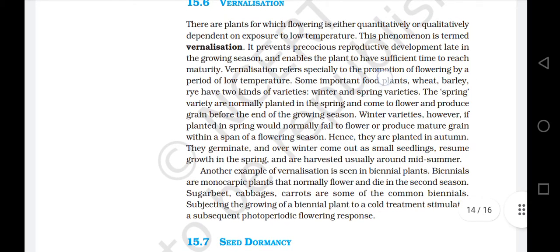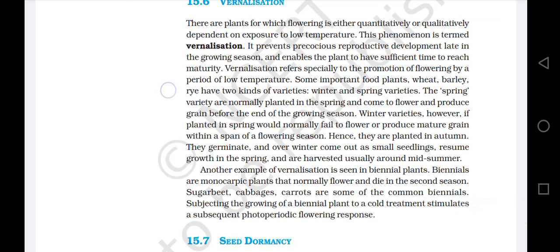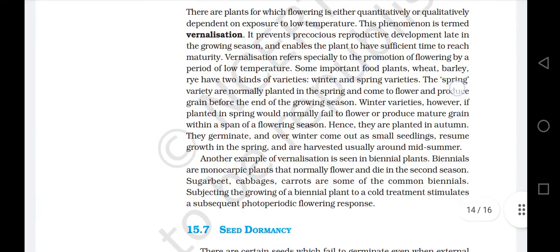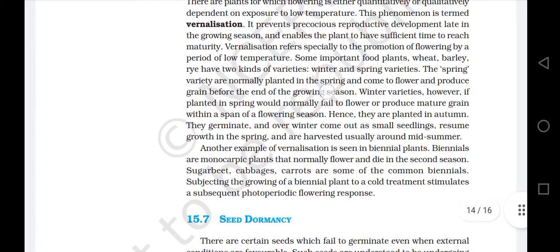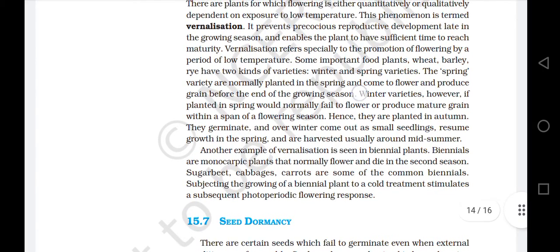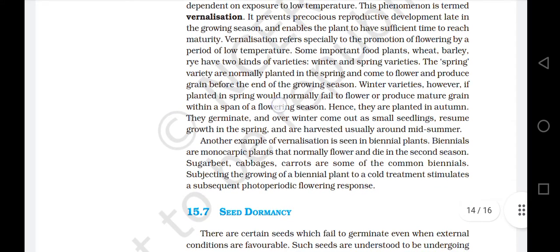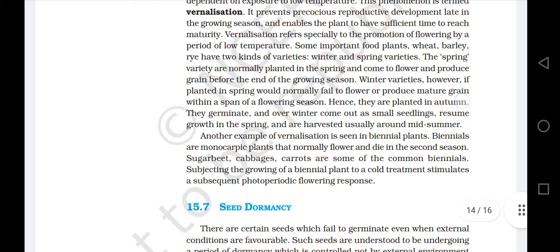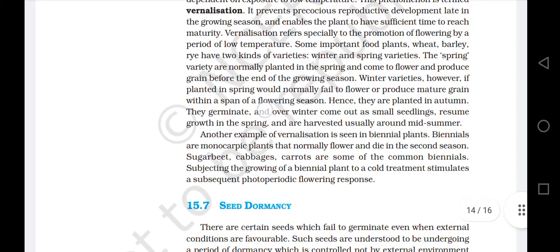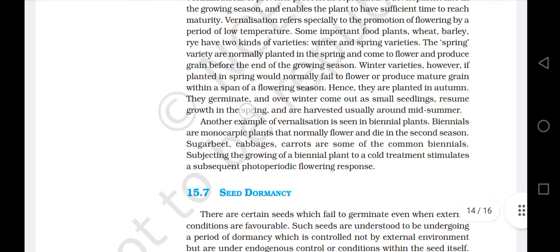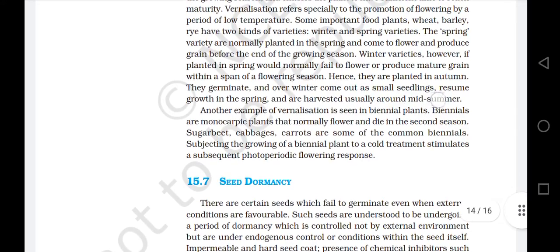Some important food plants, wheat, barley, rye, have two kinds of varieties, winter and spring varieties. The spring varieties are normally planted in the spring and come to flower and produce grain before the end of the growing season. Winter varieties, however, if planted in spring, would normally fail to flower and produce mature grain within the span of the flowering season. Hence, they are planted in autumn. They germinate and over winter come out as small seedlings, resume growth in the spring and are harvested usually around midsummer.